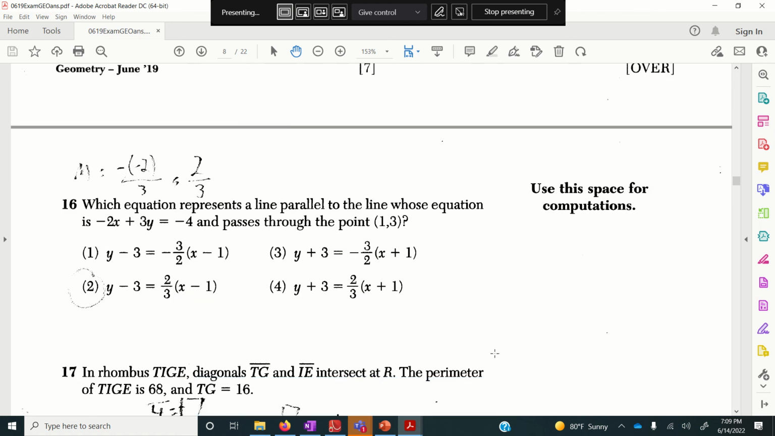Number 16, we did our point slope form. So solve for y here to get the slope, or type it in your calculator. Okay.